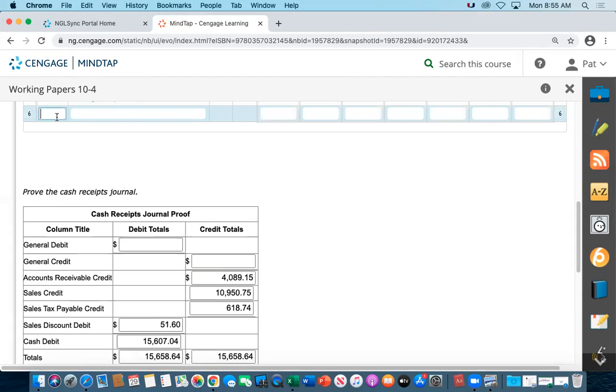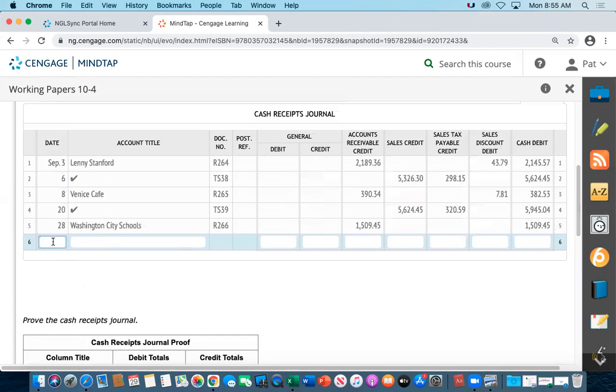then you go up to your journal and put in the month. The month is September, and there are 30 days in September. You type the word totals. General debit and credit we can leave blank, I believe, and you type in what we just did: 4,089.15, 10,950.75, 618.74, 51.60, 15,607.04.